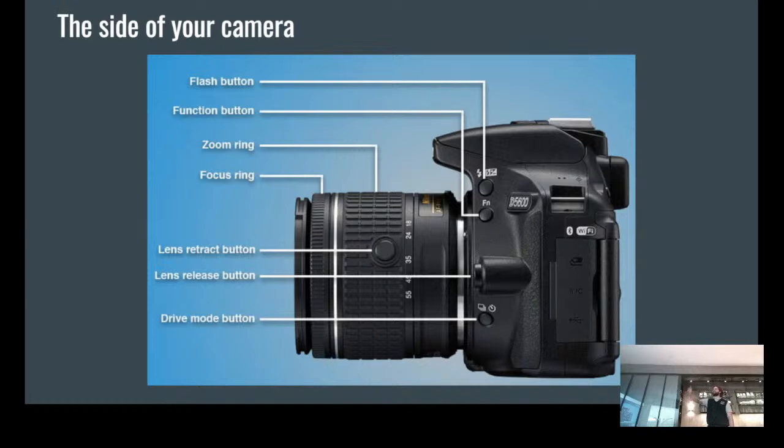Typically, there are going to be little dots on your lens and on the camera body. Right there, there's a little white dot, and then on the opposite side, where we would align the camera and the lens, you'll see another white dot.